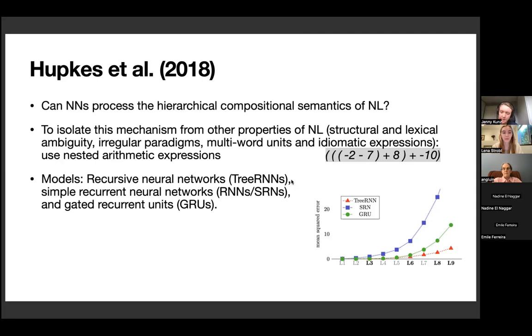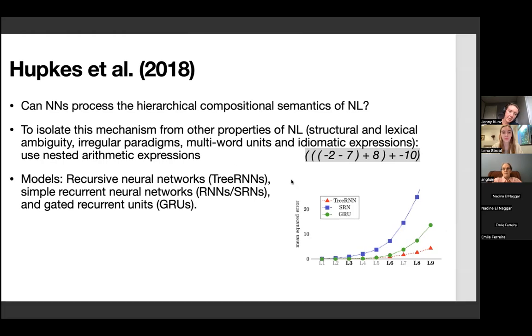x-axis, you see how many numbers there are in this expression, so from 1 to 9, and the tree RNN, or recursive neural network, it generalizes best to all levels of expressions, while the GRU is a bit worse and the simple RNN is worse.